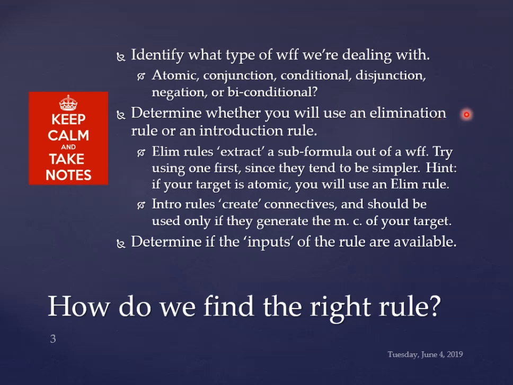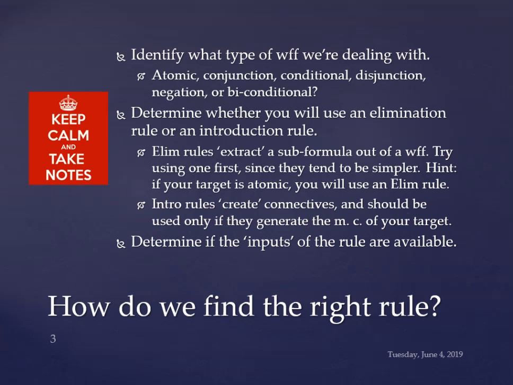Then determine which rule you are going to use. Is it going to be an elimination rule or an introduction rule? Remember, elimination rules extract a subformula out of a formula, so try using those first, since they tend to be simpler. And if your target is atomic, use an elimination rule. Remember too that intro rules always create connectives, so you should use them only if they generate the main connective of your target. Then determine if the inputs of the rule that you want to use are available. Sometimes they're not, and so you'll have to try a different rule.